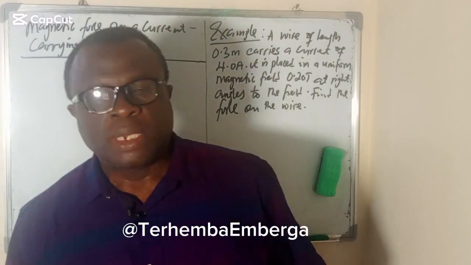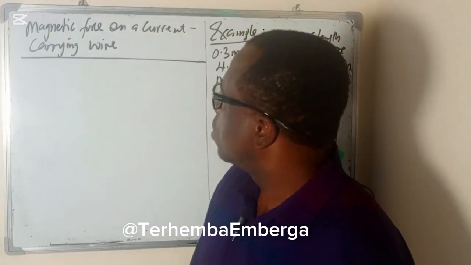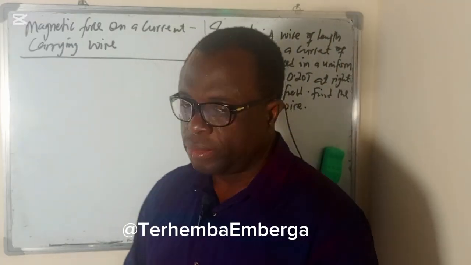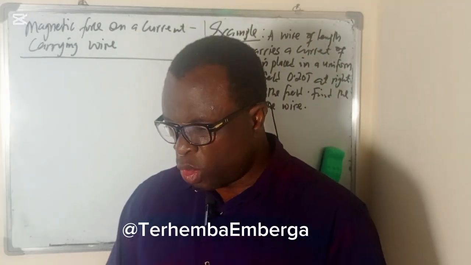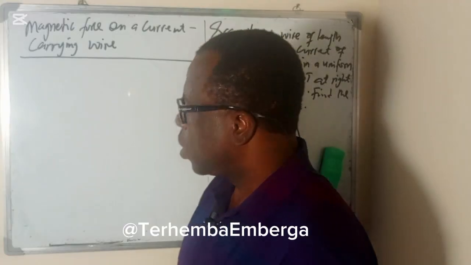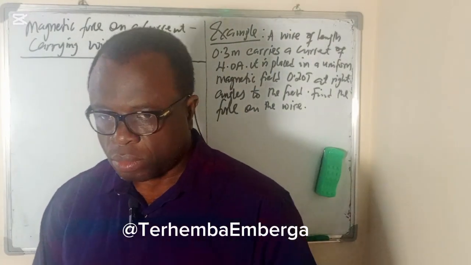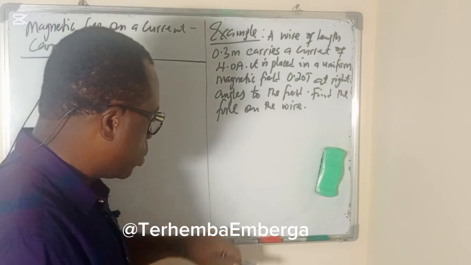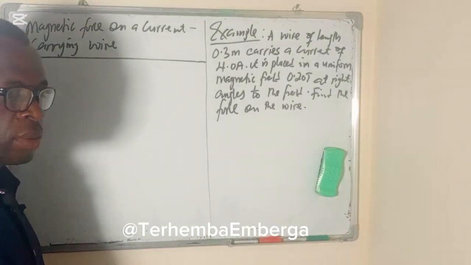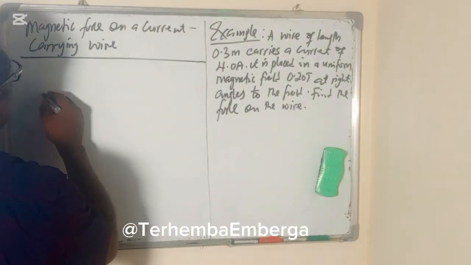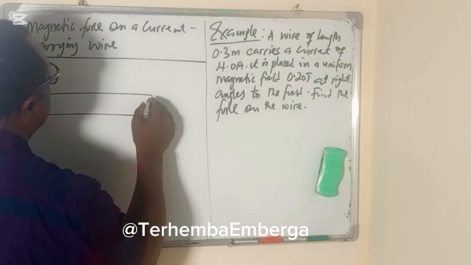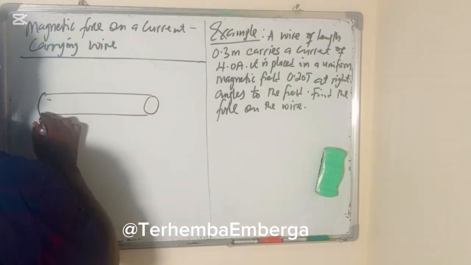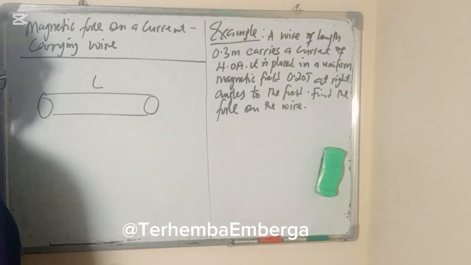This time we'll be looking at the magnetic force on a current carrying wire. We know what a conductor is. A conductor has electrons, so many charges moving in it. Assuming this is a conductor, this conductor has a length L.